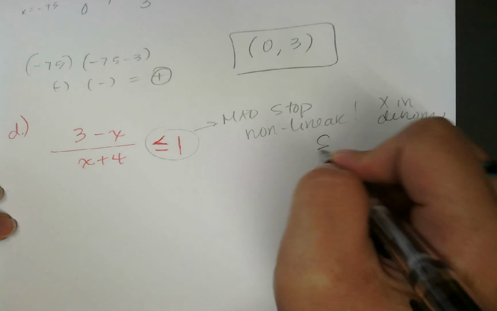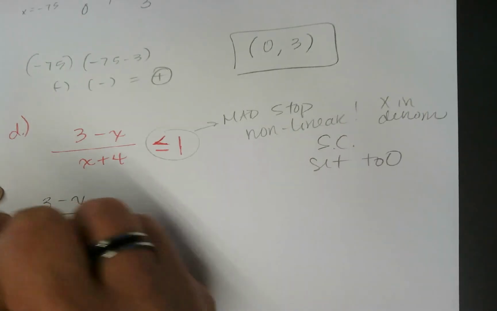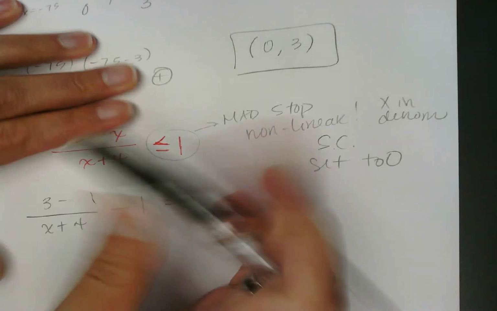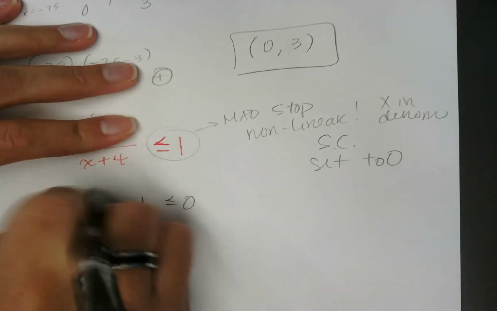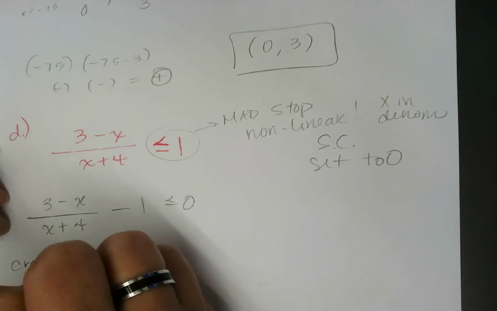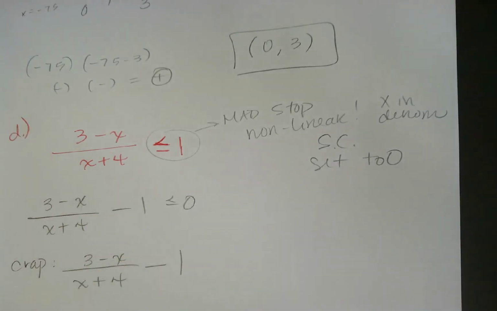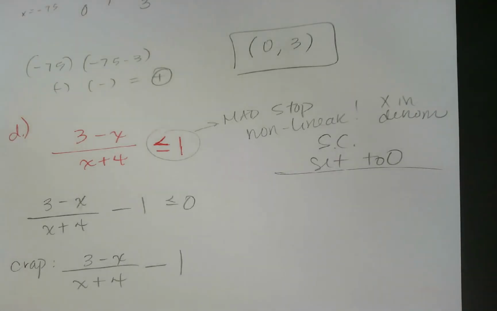Okay, so we got a sign chart. And we got to set it to 0. So good job. So 3 minus x over x plus 4 minus 1 is less than or equal to 0. Now we are comparing to the number 0. That's what a sign chart is all about, comparing to the number 0. Also, technically right now, you have your crap. Your crap is everything to the left of 0. It is 3 minus x over x plus 4 minus 1. Like, that is all of your crap. Everything to the left of 0. But you don't have to do this, but it's helpful to do this now. It's going to help you out later.